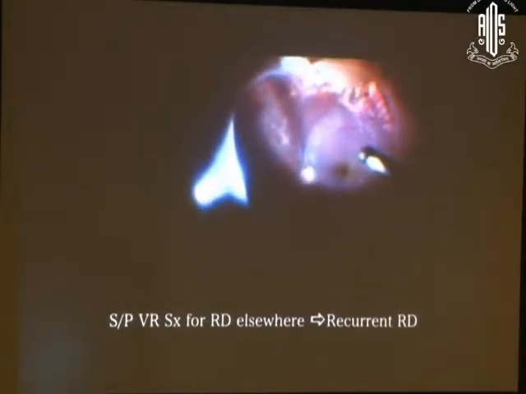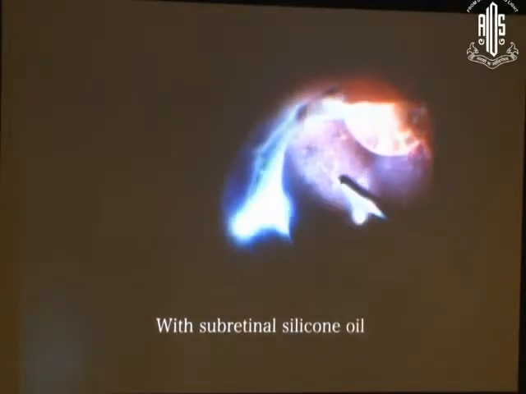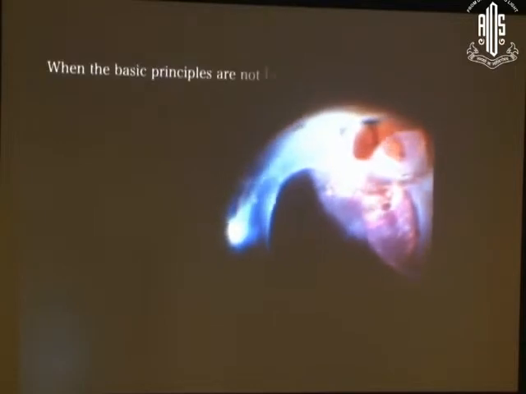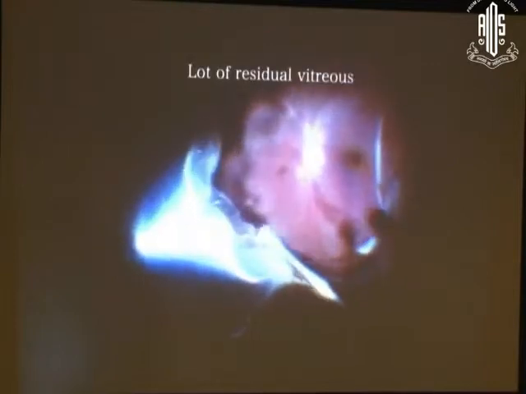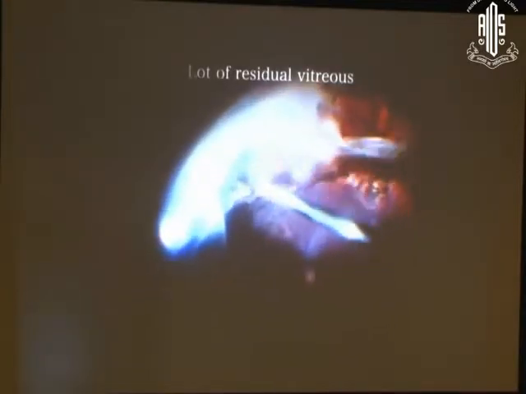And this is what happens if basic principles are not followed. This was a VR surgery which was attempted elsewhere. It failed, as you could see. There was subretinal silicone oil, which has come off now. There's a lot of residual vitreous. So without removing vitreous, just lasering and putting in oil doesn't save your day.